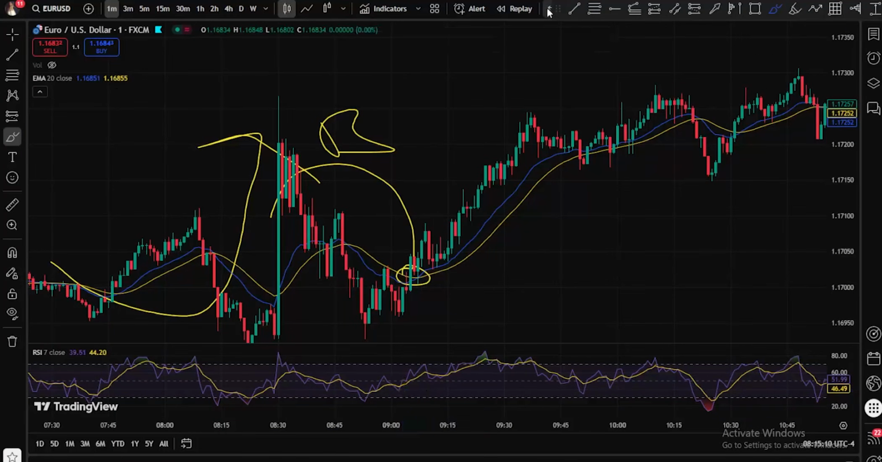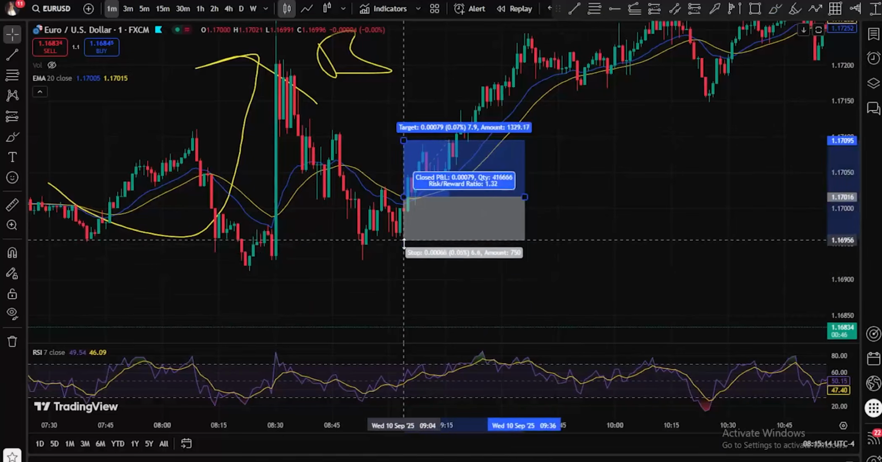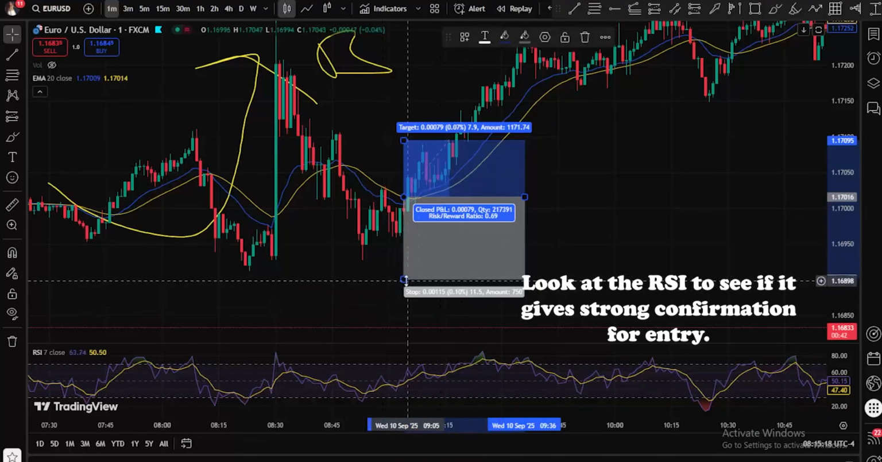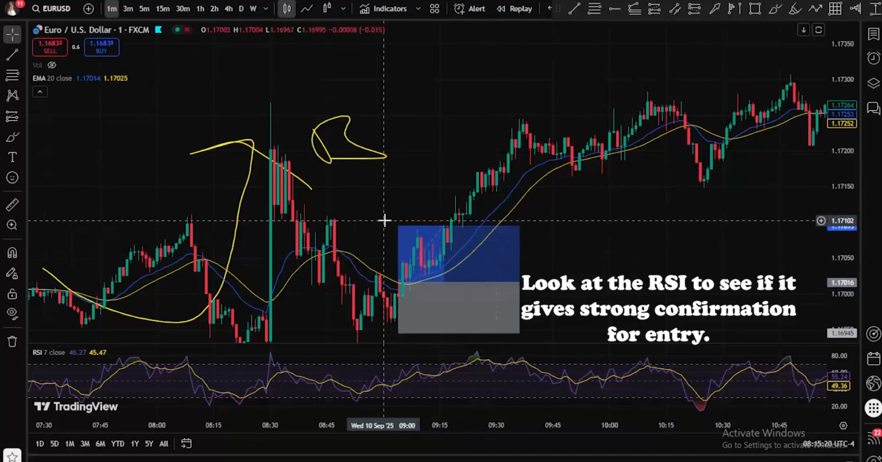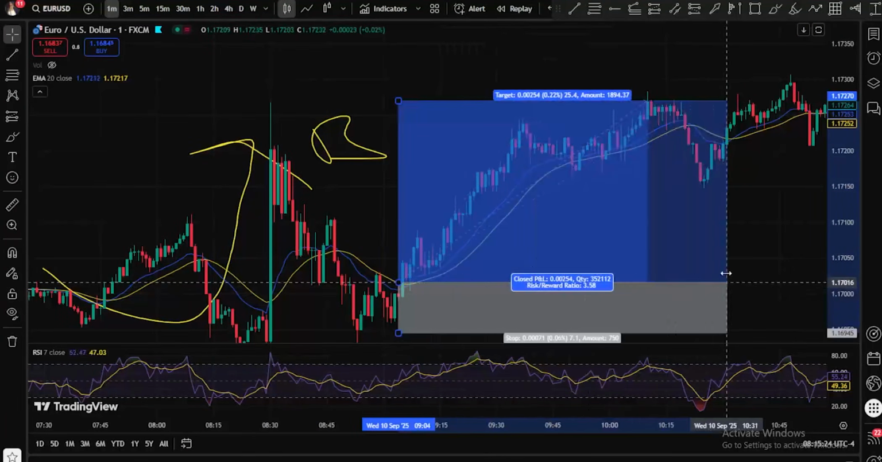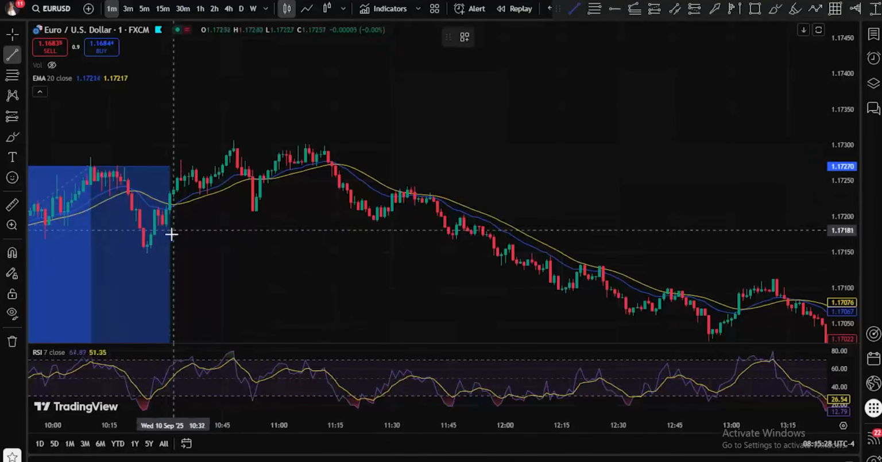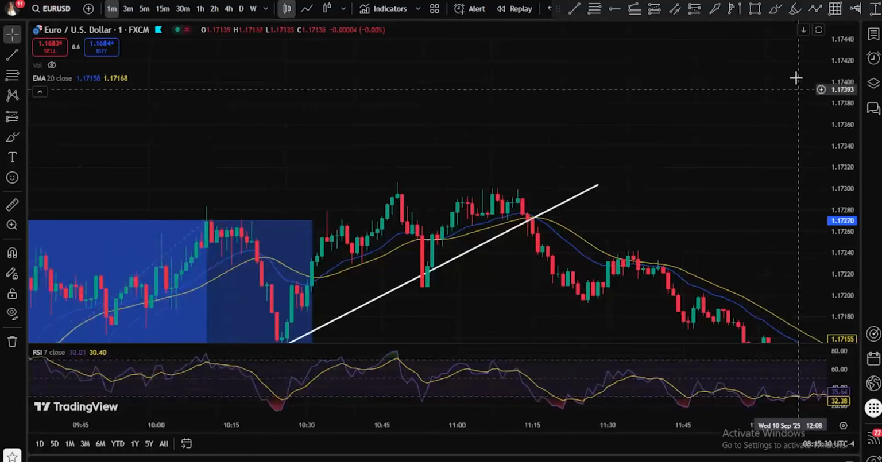5. But don't enter. First check if the RSI is also moving up from the 30 area at the same time. If yes, this is a strong confirmation for a buy entry. 6. The opposite is true for a sell. EMA 10 should cross EMA 20 from top to bottom and RSI should fall below 70.